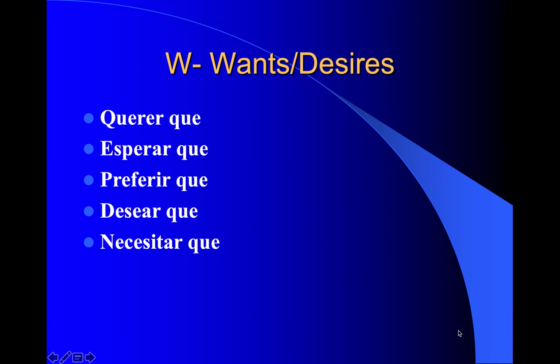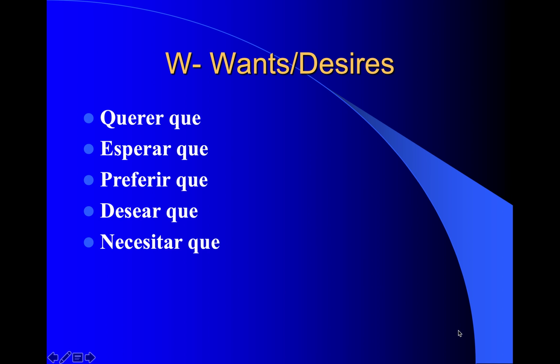So we have querer que, which means to want. Esperar que, to hope. Preferir que, to prefer. Desear que, to desire. Necesitar que, to need. Notice that we know these verbs already. So why are we using the subjunctive? Well, because when we add this que, it makes it subjunctive. You have to have the que for it to be subjunctive.